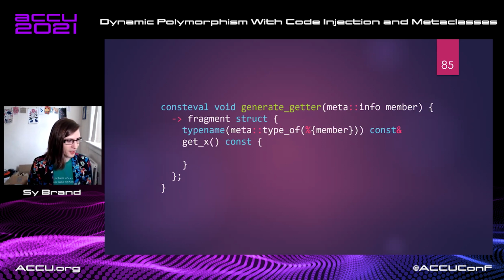Someone says, can you nest const eval blocks? I guess you could nest them at the top level. I don't know what that would do, but you can definitely nest them. Like if you have a const eval block and then you have a fragment which also has a const eval block, yeah, that can make sense.